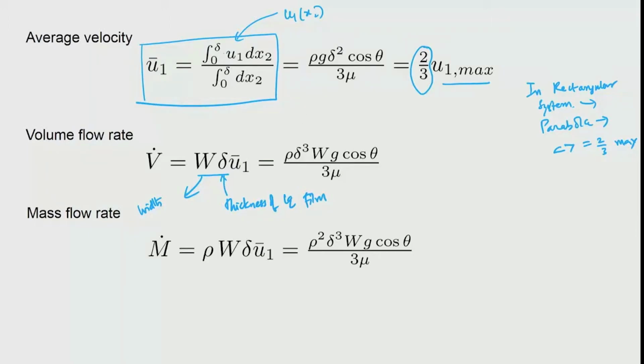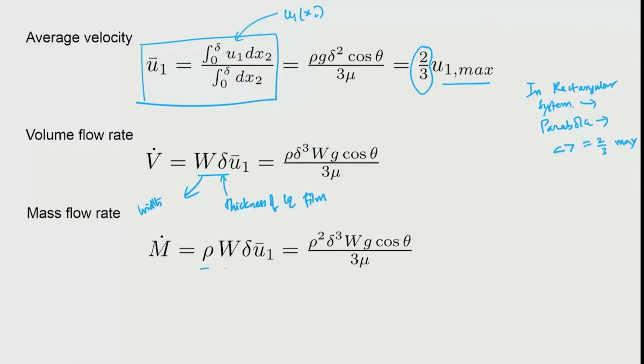Here it is square, and it is cube here, which means that when we substitute the values, we must be very careful, because often the thickness of the liquid layer is in millimeters, which is cubed here. If we do not make the substitution correctly, then the volumetric flow rate can be quite off because of the cubic nature of the film thickness. The mass flow rate is nothing but the volume flow rate times the density.